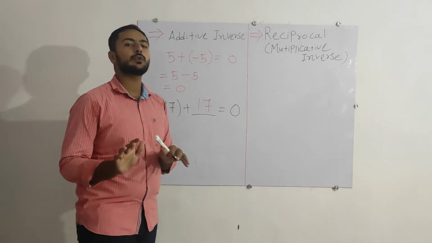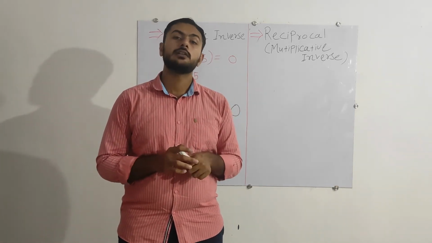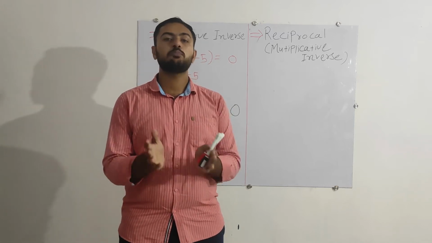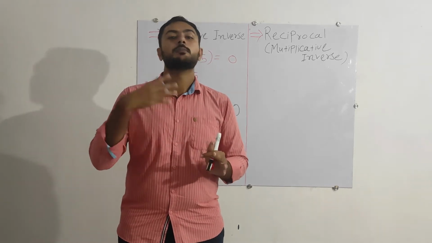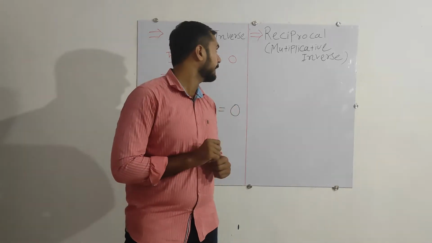Suppose I ask you to find the additive inverse of 1 crore. The additive inverse of 1 crore is minus 1 crore. Simply, you just have to change the sign. If it's negative, make it positive. It will be the additive inverse of the particular number.